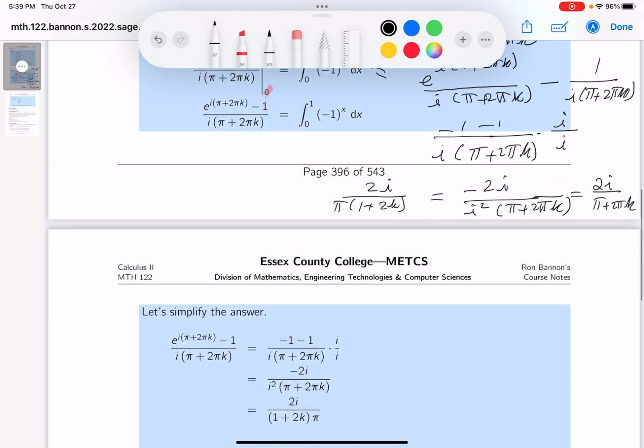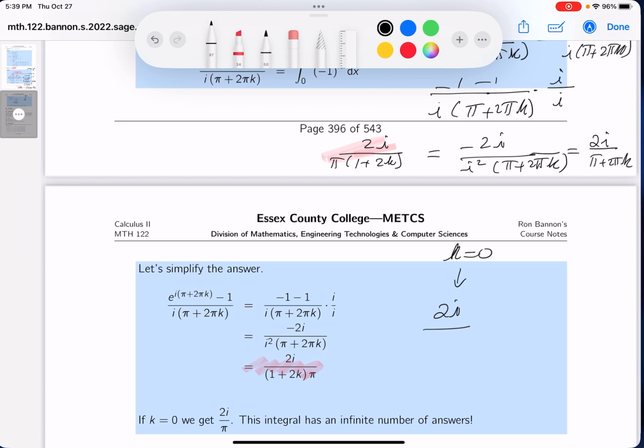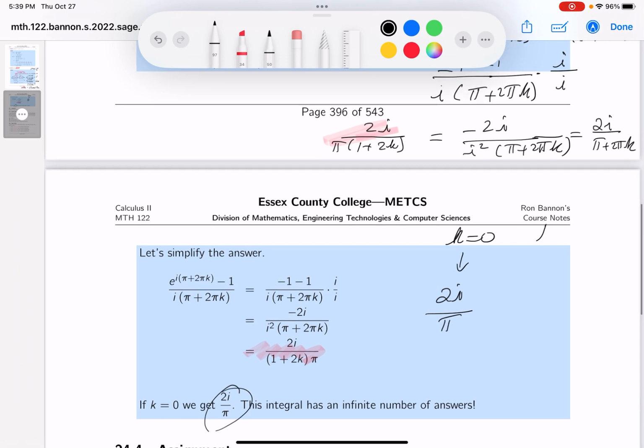So let's take a look and see how we did, and see if we got those answers over there. We're looking at this answer right over here. They do discuss one particular solution, and that's when k is equal to 0. When k is 0, you get 2i over pi, and that's listed for you right over here. Granted, you could do k equals 1, or any integer you want. If you did 1, you would get 2i, and on the bottom you would get 3 pi. And again, any k you like, as long as k is an integer. Thank you so much for listening.